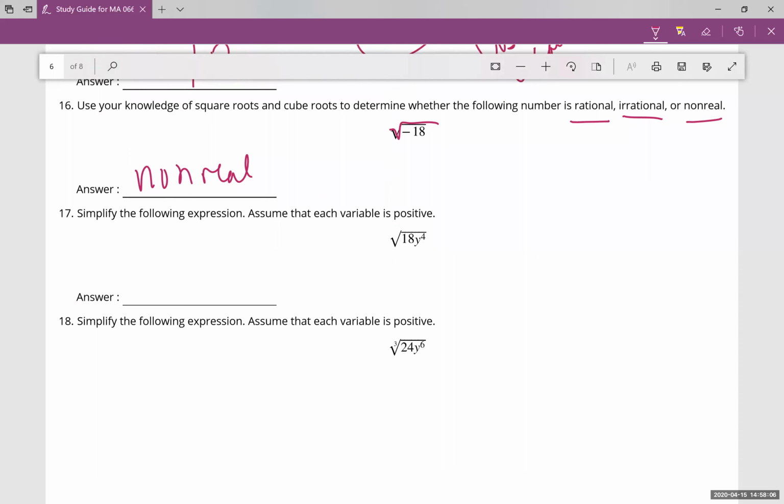Simplify the following expression. Okay, we're going to rewrite this. We're going to think about 18 and rewrite it as a product, and one of them is a perfect square, so we're going to do 9 times 2. Y to the 4th is fine. Now we're actually going to take the square root of what we can. So the square root of 9, out comes a 3. Can't do that one, it's going to stay under the radical sign. And since 4 is divisible by 2 here, the square root of y to the 4th is y squared, and underneath the radical sign is the 2. So that's the answer.